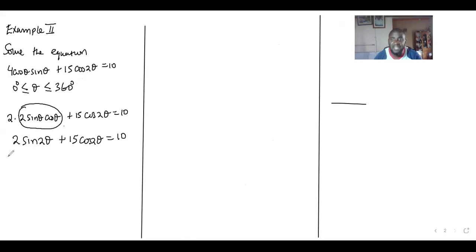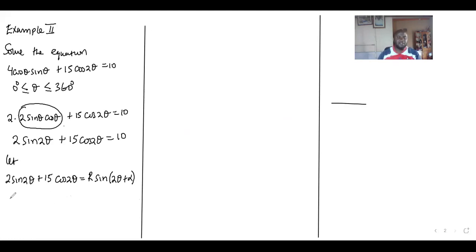Now we can let 2 sine of 2 theta plus 15 cos of 2 theta be equal to R. Now let me use sine. When I use sine and this is positive, then the bracket should be 2 theta. The angle you have, don't let it be theta. Some of you will cram and go with theta all the time. The angle here is 2 theta now. So 2 theta plus alpha. The only angle that comes in is alpha.